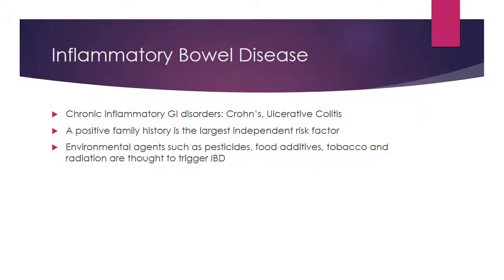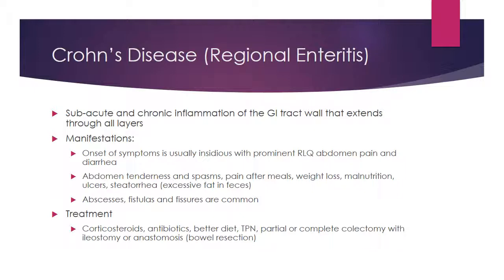Okay. Inflammatory bowel disease. Chronic inflammatory GI disorders include Crohn's and ulcerative colitis. And a positive family history is the largest independent risk factor. But there's also environmental agents that they think may trigger IBD, and that's pesticides, food additives, tobacco, and radiation. Okay, so we'll start off with Crohn's disease.